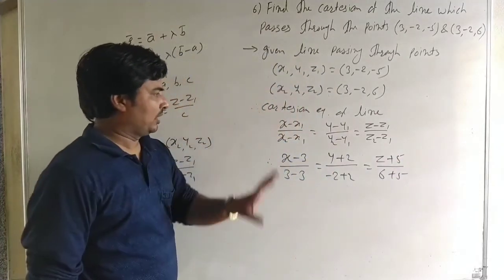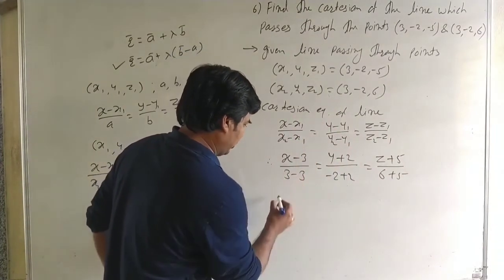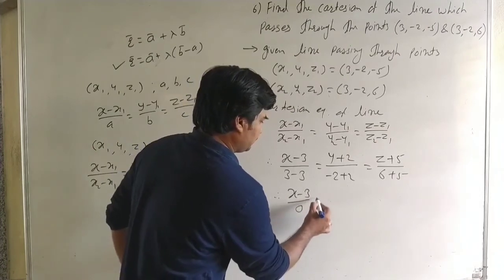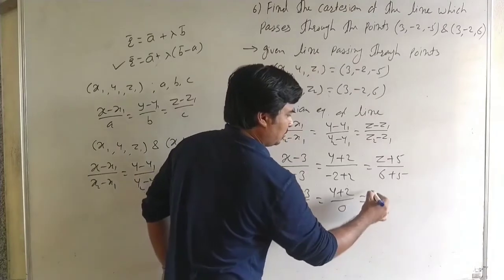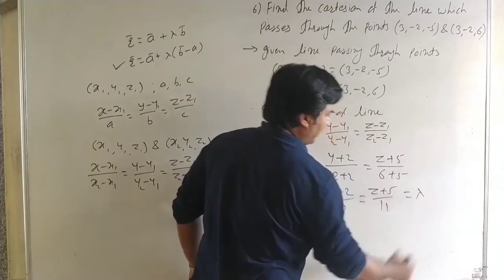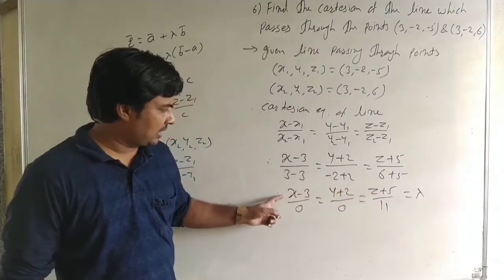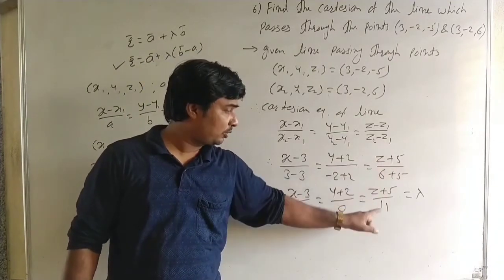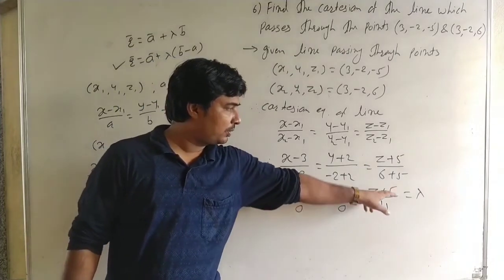Now it is an equation of the line in Cartesian form, but see carefully this calculation. Therefore we can write x minus 3 upon 0 is equal to y plus 2 upon 0 is equal to z plus 5 upon 11, and we say it is lambda. Here the equation of the line is x minus 3 upon 0, y plus 2 upon 0, and z plus 5 upon 11.